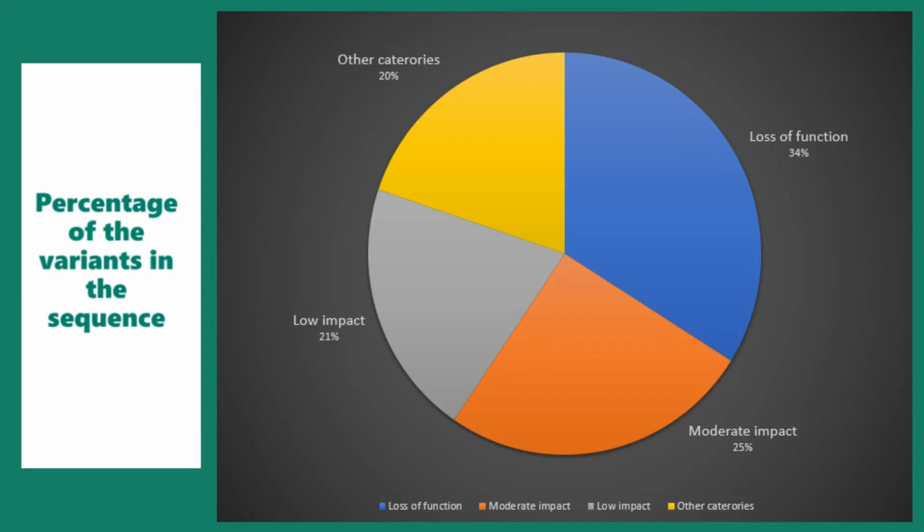The percentage of variants in the sequence of the Icelandic population shows that low impact is 21%, moderate impact is 25%, loss of function is 34%, and other categories are 20%.